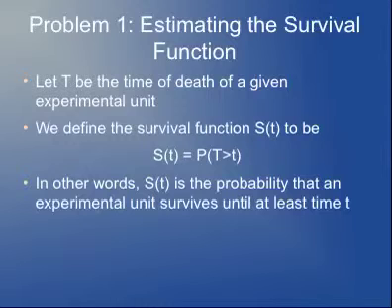First of all, we'll say let t be the time of death for a given experimental unit, a given cancer patient, or whatever. We define a survival function S(t) to be the probability that you survive till at least time t. So in the cancer example, if it were 5 years, S(5) would be the probability that you survive 5 years or longer.